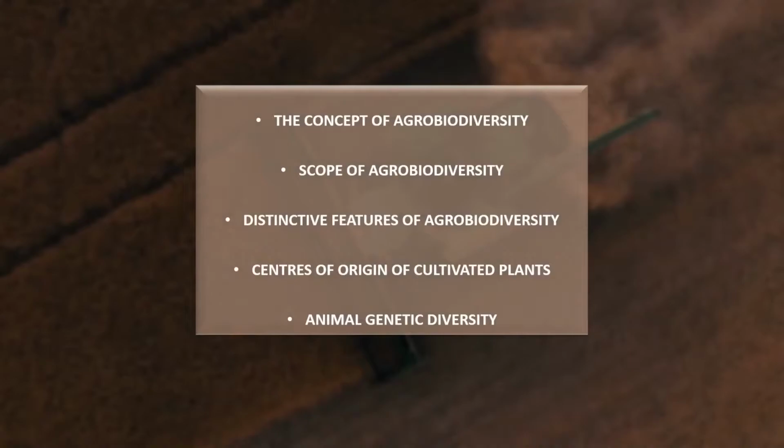What are the major scopes we can look at from agrobiodiversity and its distinctive features, and what are the centers of origin of these cultivated plants, as we call crop plants. Then we will touch upon animal genetic diversity, right?